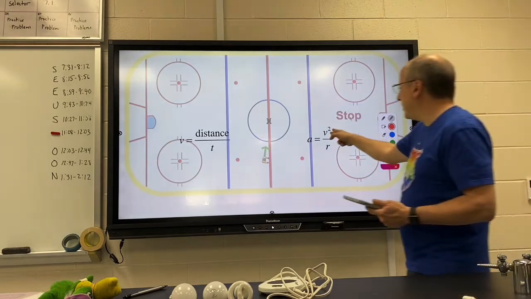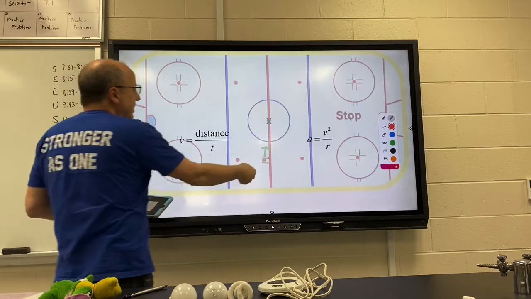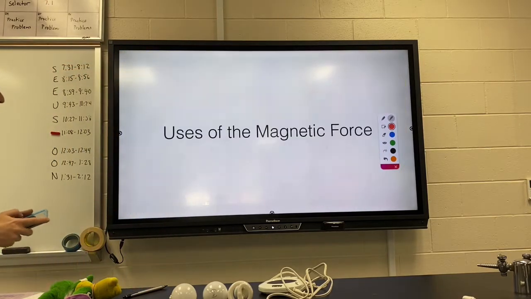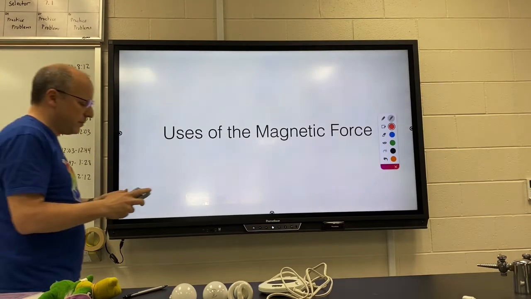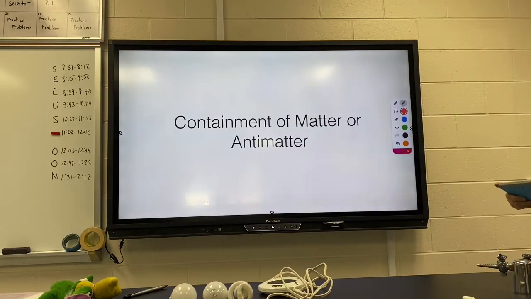If you need to, you can take that velocity and do distance over time, where distance is some multiple of the circumference of the circle. Okay, so using the magnetic force, 2 examples. One is the containment of matter or antimatter.